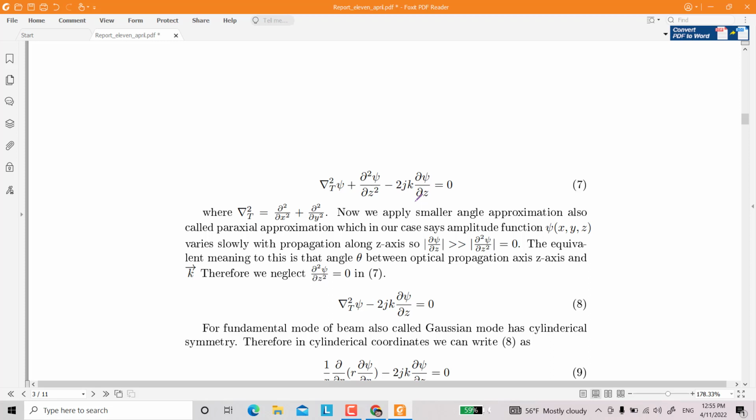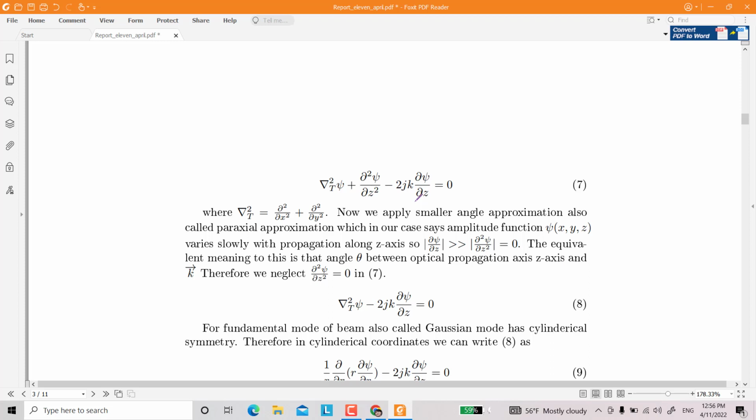Right? So now, in order to solve this equation, we assume that our beam is not going to change its envelope profile significantly as it propagates along the z-axis. So we assume that the first derivative of psi with respect to z is greater than the second derivative of psi with respect to z. So this second order derivative term is neglected, right? This approximation is also called the paraxial approximation or small angle approximation.